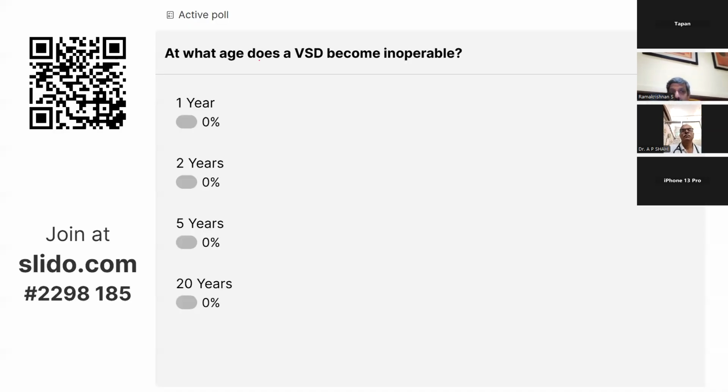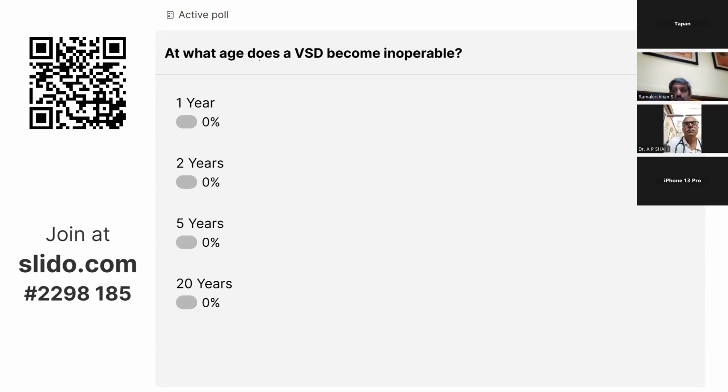So I just have one question I'm asking. At what age does a VSD become inoperable? Is it 1 year, 2 years, 5 years, or 20 years? Maybe we can put it to a poll, and you can just scan this QR code and put your answers here. So simple question: at what age of a patient does a common garden VSD become very likely inoperable? What is the kind of cutoff that we all should have in our mind?